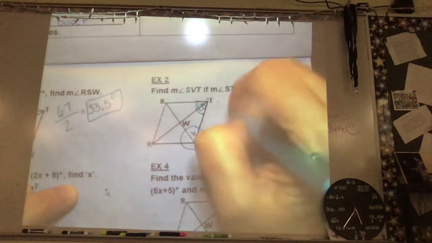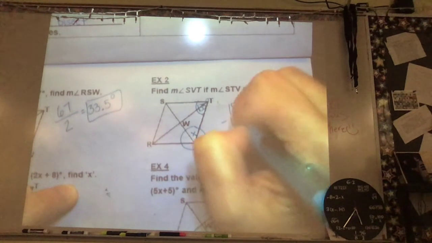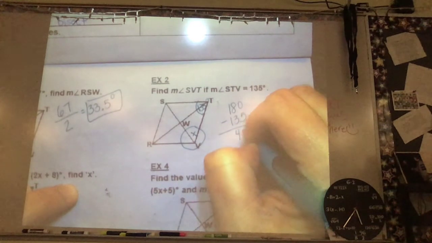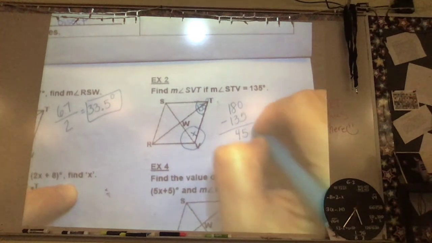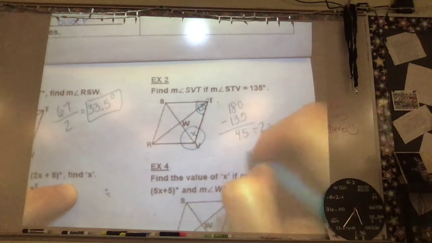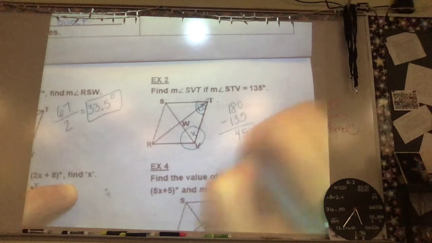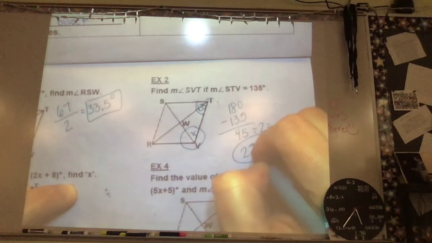Okay, so 180 minus the 135 gives me 45. And then I'm dividing that by 2 to give me 22.5 degrees. Oops, that looks like a Z.